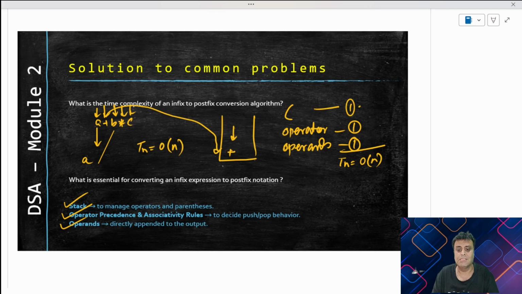So these are the three things that you definitely require if you want to convert an infix to the postfix: the rules and the instrument. The instrument is your stack. The rules are the operator precedence rules, and the rules are the operands going directly to the output. So that's what you definitely need, right?